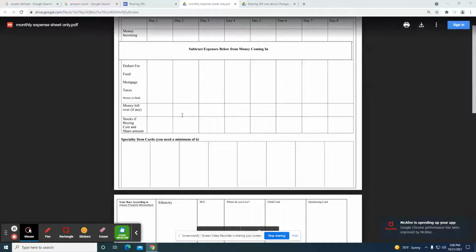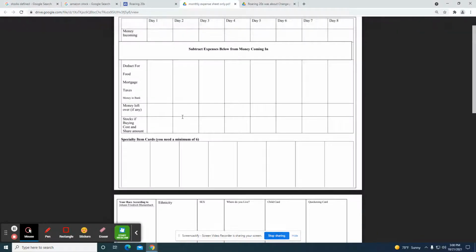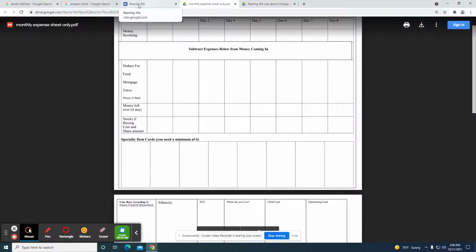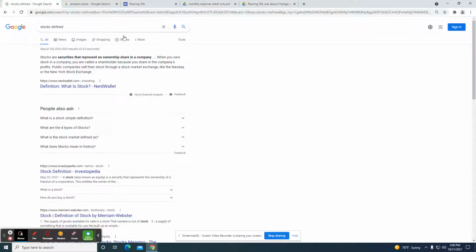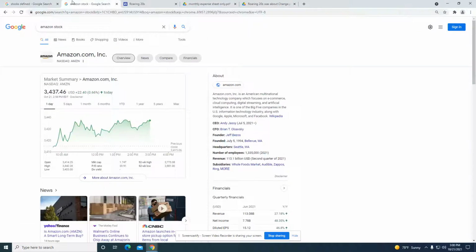So I'm getting some questions about stocks. So I just wanted to create this screencast to address the questions regarding stock. So I have the definition here. Stocks and securities represent ownership of a share in a company. So here we see the Amazon stock selling each share at $3,000.